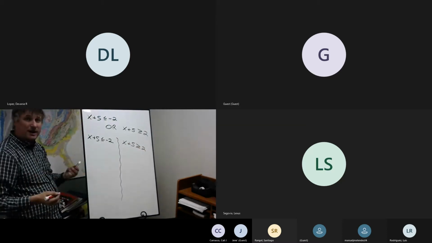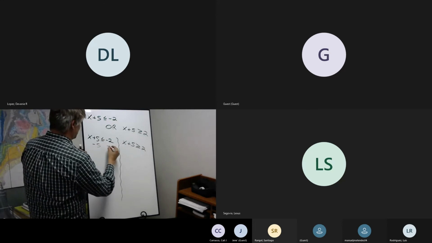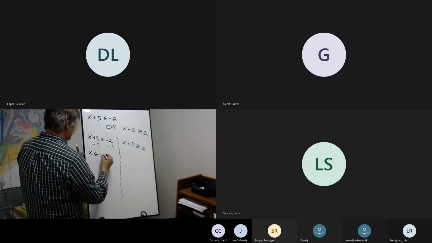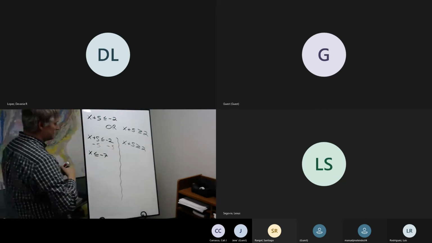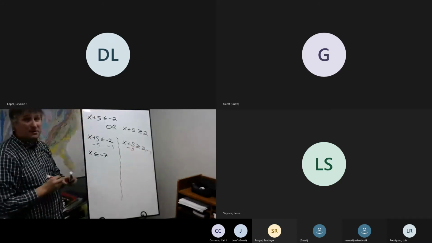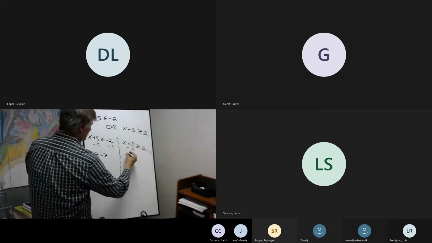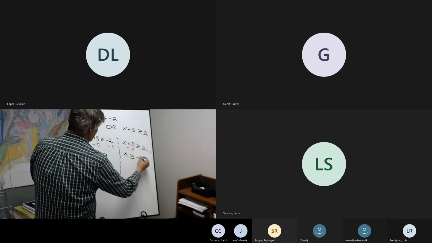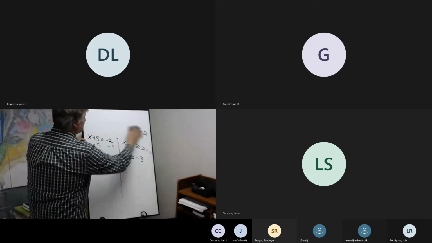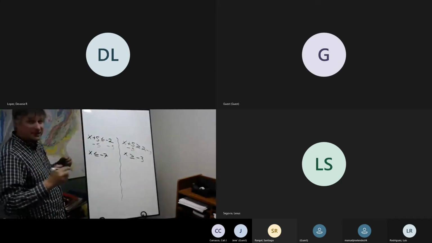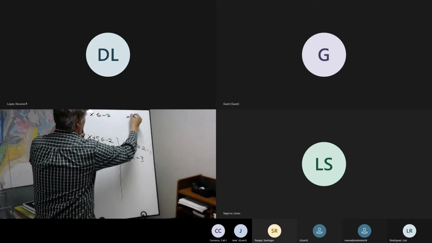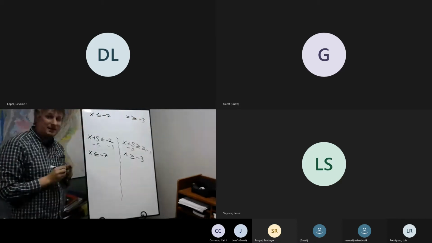So for this first one, subtract 5 from both sides. Same here. By coincidence, that doesn't always turn out that way. So we have these two results. X is less than or equal to -7. And X is greater than or equal to -3.